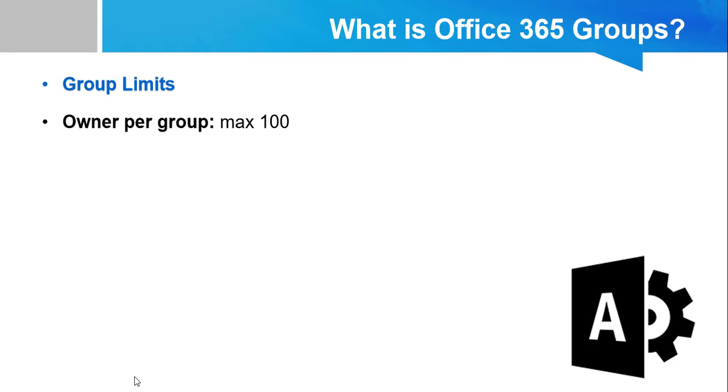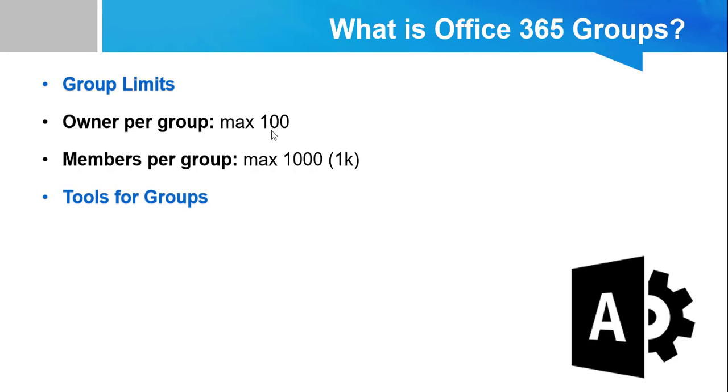Group limits. Each group may have a maximum of 100 owners. It may be less than 100, but a maximum of 100 owners a group may have. Each group's members may be up to 1000. The maximum limit for group members is 1000 and the maximum limit for owners per group is 100.